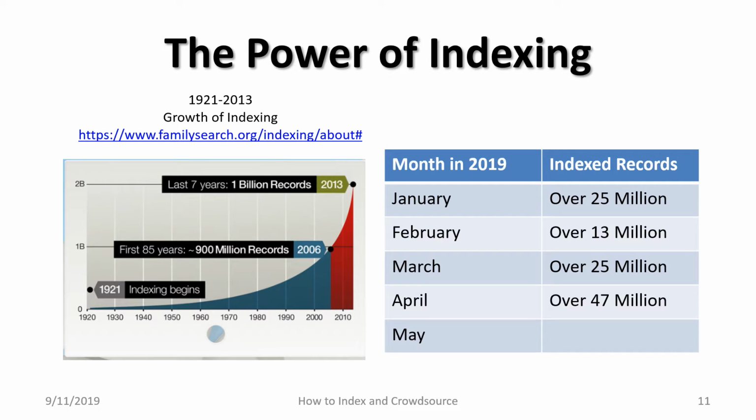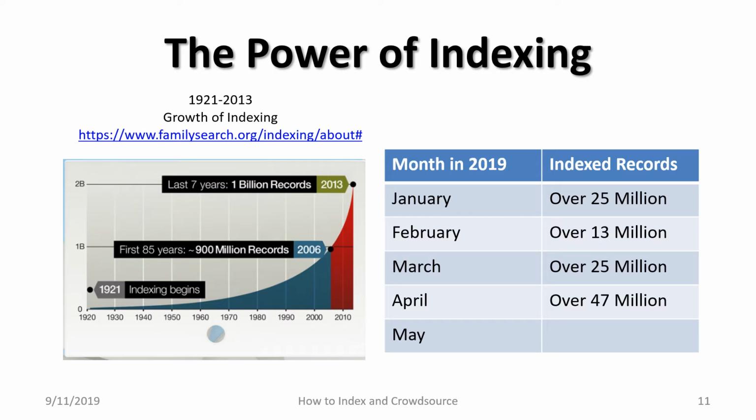Eileen found this chart and some other annotated graphics that explain the history up to 2013. It shows that indexing started in 1921 and switched over to digitized indexing in 2006. It took 85 years to index 900 million records and 7 years to index 1 billion more. Eileen wondered how many records have been done since then.